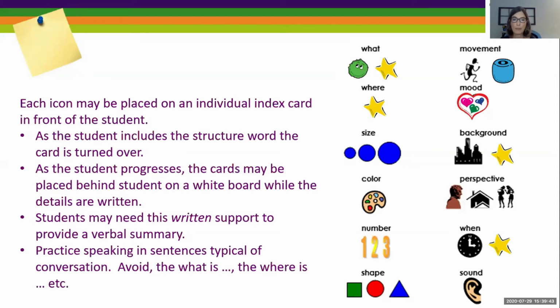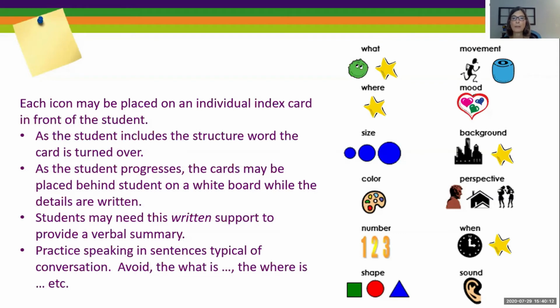Another way of doing it is they can be facing the class and these index cards could be behind them on the dry erase board. And then the teacher can be writing their content down as they're saying it. And then another student could be summarizing it. The fact that you've written it on the board gives them the support to do this verbal summary. And then you want to make sure you're practicing speaking in sentences typical of conversation.